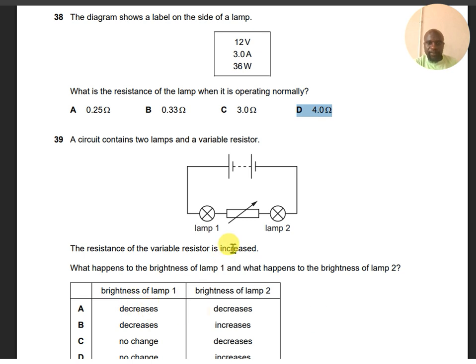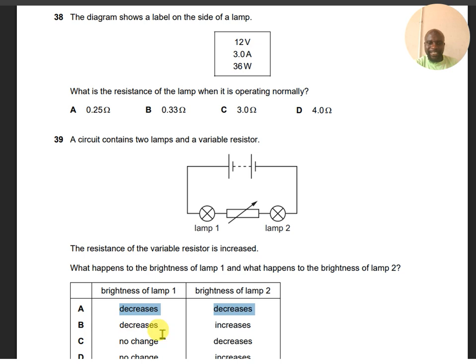Brightness of lamp 1, if the resistance is increased, it simply means the resistor will slow down or reduce the amount of electricity, the electrons, which will pass through it. So the brightness of lamp 1 and lamp 2 should decrease. That is the condition we are going to look for in our answers. So let us check the answers. Decreases. So the correct answer here should be A.